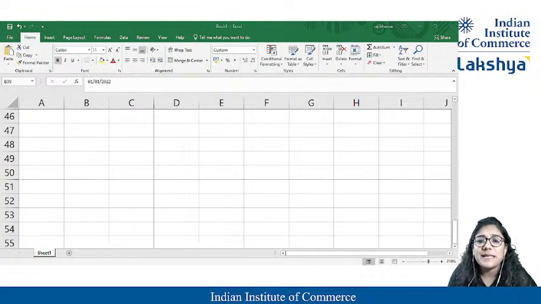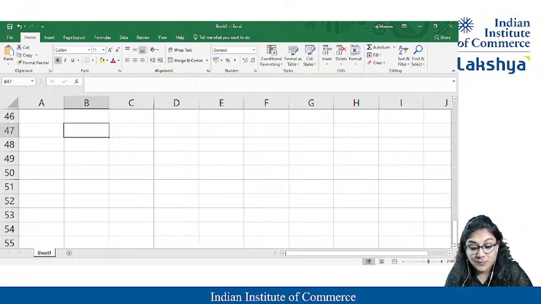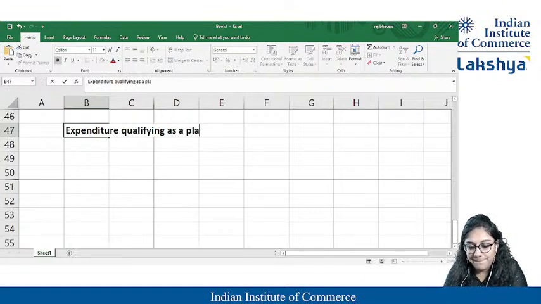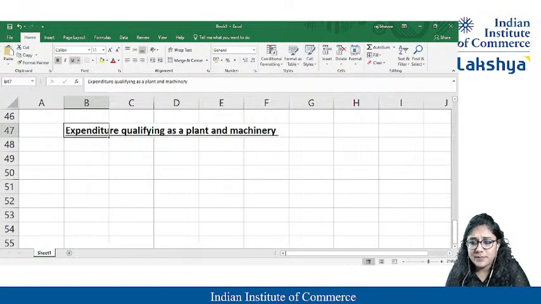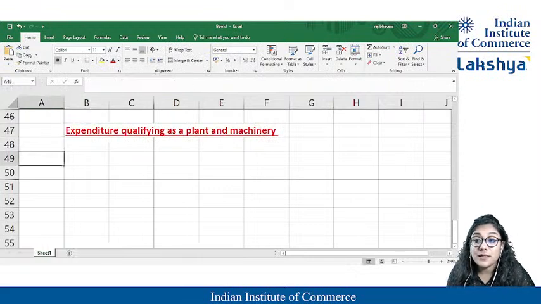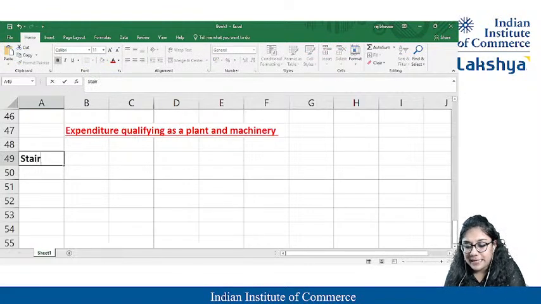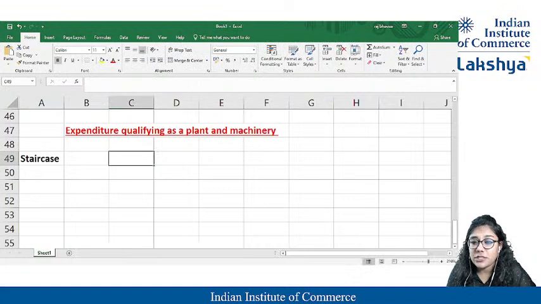First, expenditure qualifying as plant and machinery. So, what are the expenditures which qualify as plant and machinery? We need to take care. The first expenditure, staircase. I'm just writing the name. Is staircase plant and machinery? No, staircase is a part of building. So 0, nothing will be added.